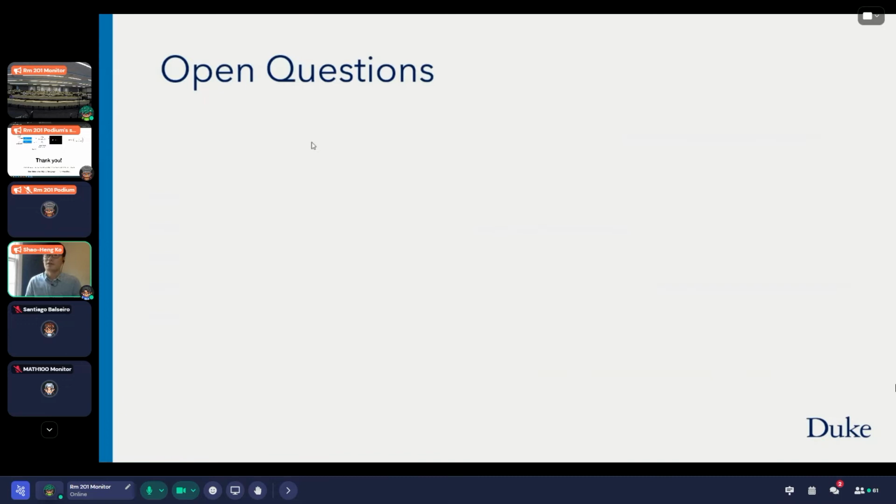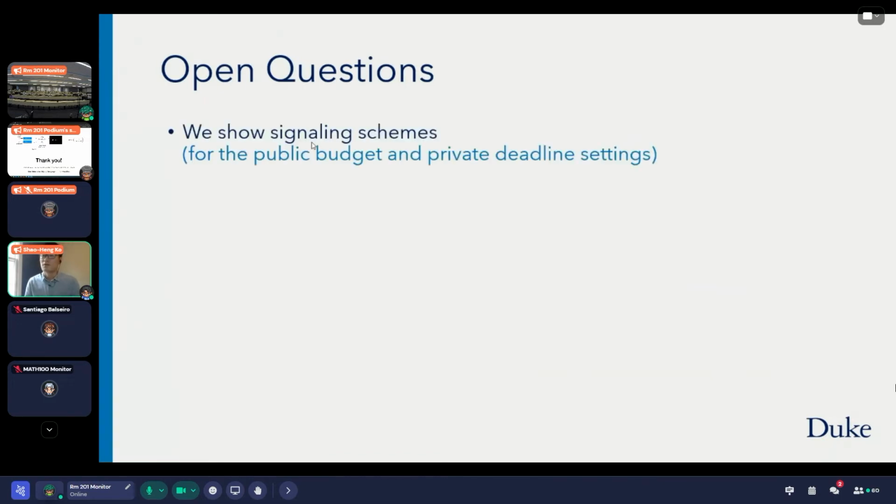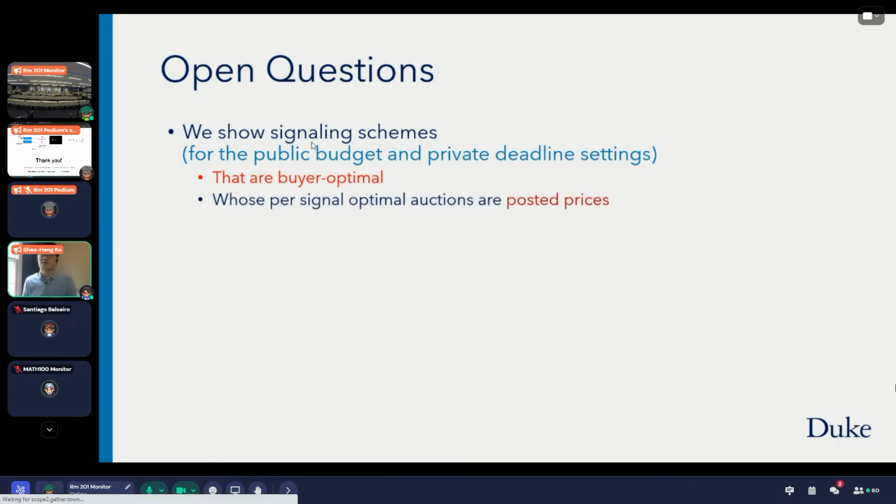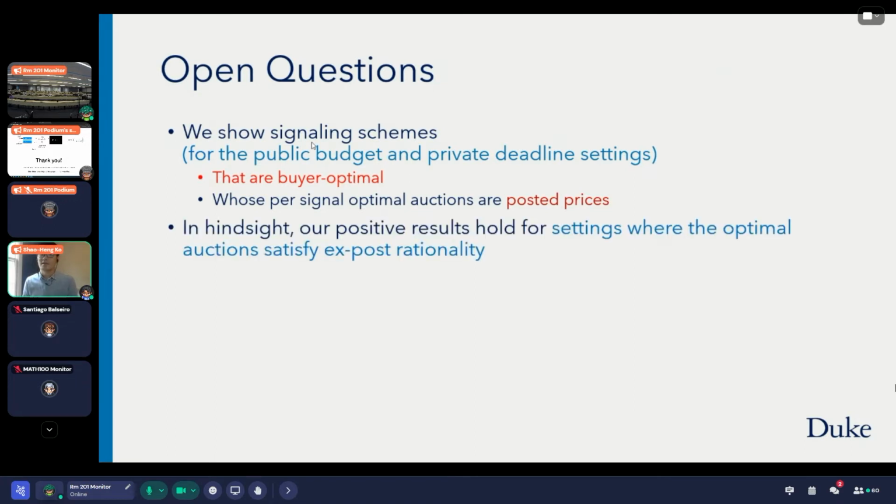So let me briefly recap our results. For the public budget and private deadline settings, we showed the existence of buyer optimal signaling schemes using our continuous time framework. And the optimal auctions for these signals turned out to be just simple posted prices. And this is in stark contrast to the general complexity of the optimal auction for the corresponding settings. And in hindsight, these two settings are such that the optimal auctions satisfy ex post rationality, which means that the buyer pays only if they receive the item.